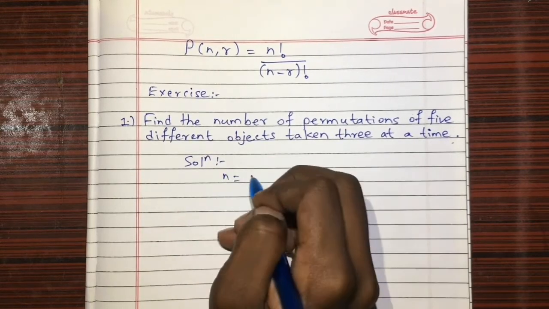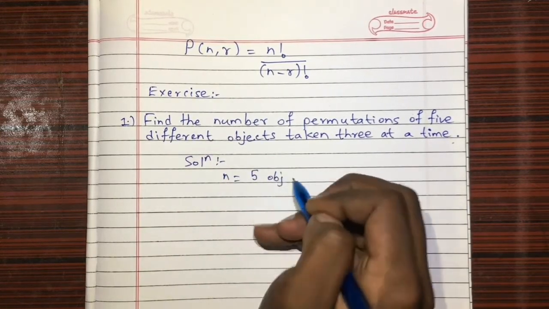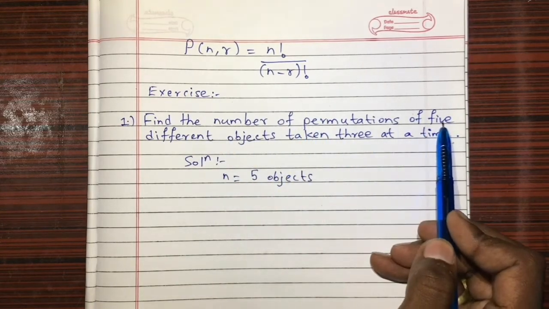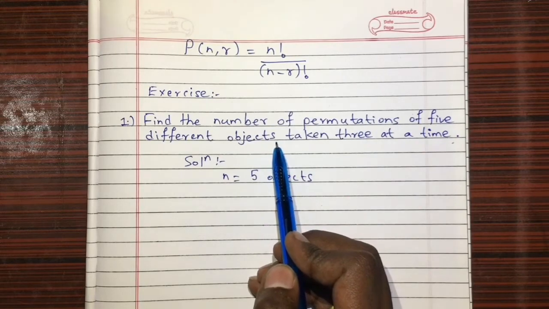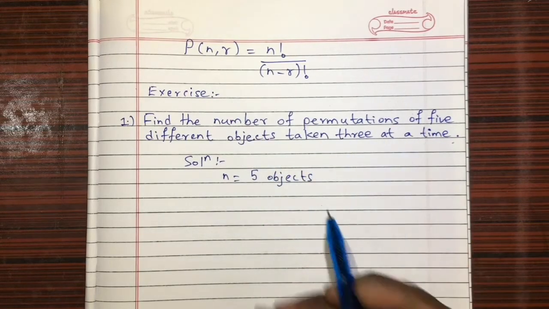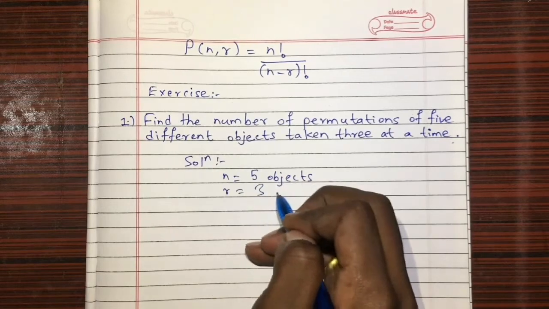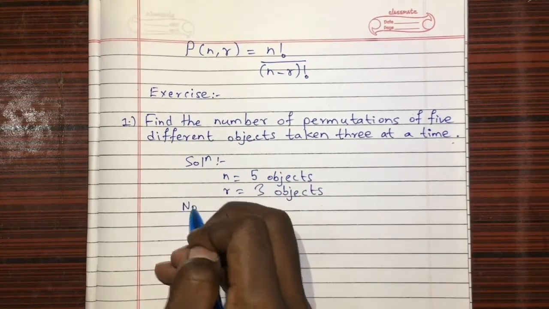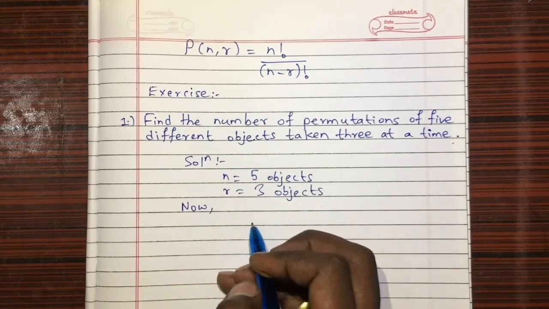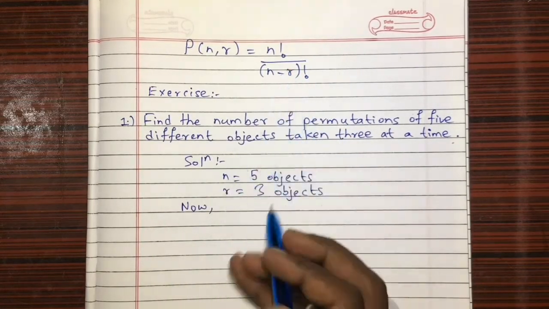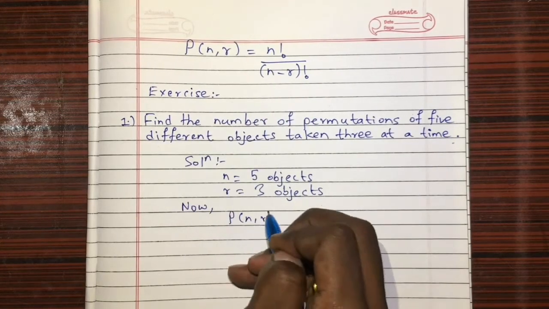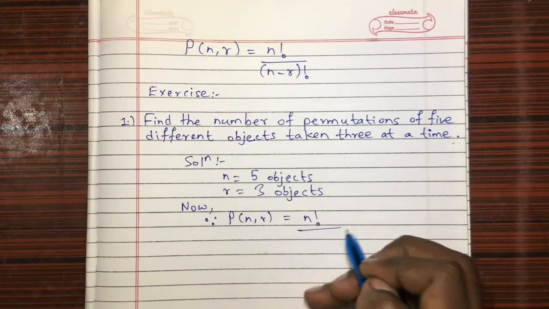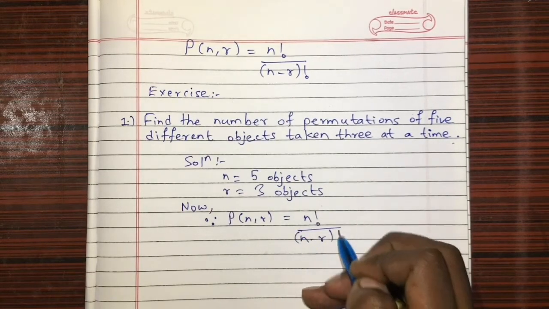So n becomes equal to 5 objects, because the total number of objects is of course 5 different objects, and we are taking 3 objects at a time. So r becomes equal to 3 objects. Now it is pretty simple. We just have to apply this formula: P(n, r) is equal to n factorial over (n minus r) factorial.